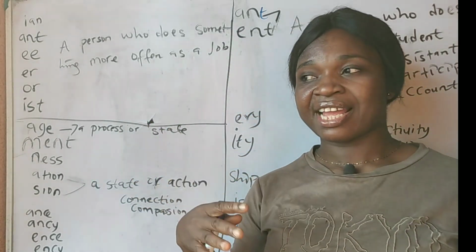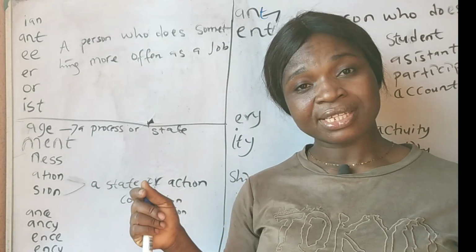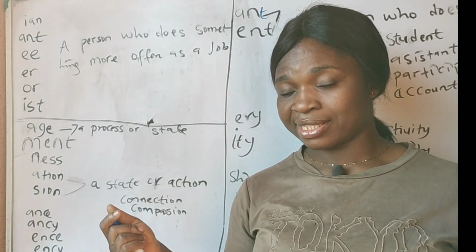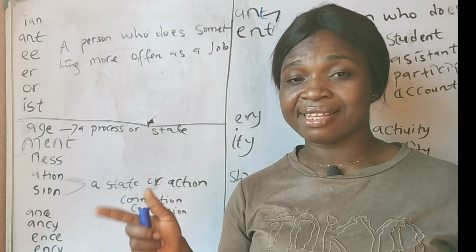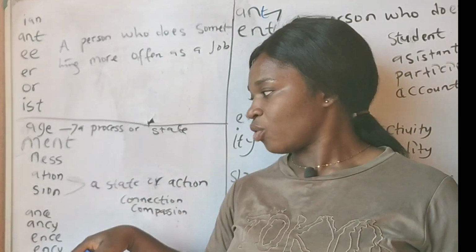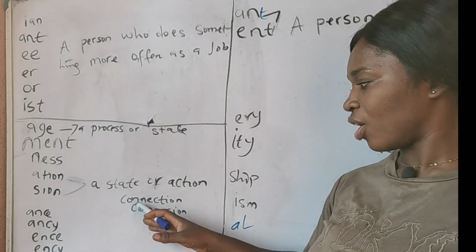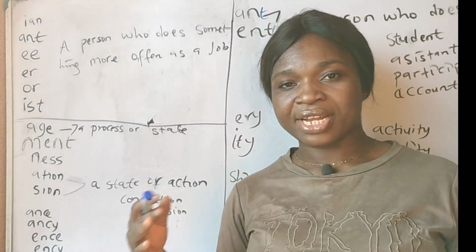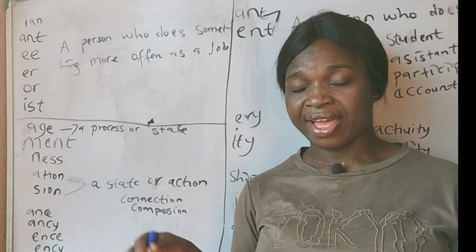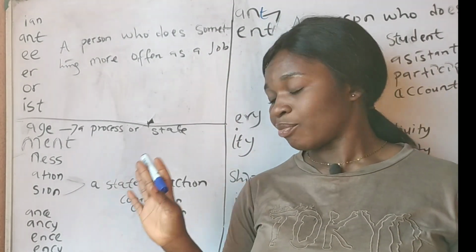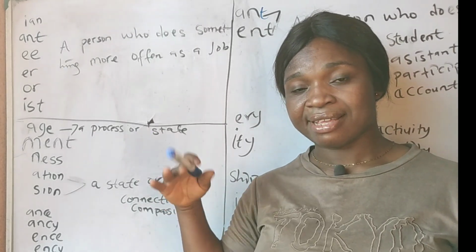You cannot say I am sadness at the moment. No, you can only say I am sad at the moment. Sadness is the noun. Okay, moving on, we have action. We still have sion. We have connection. When we talk about connection and connect, connect is the functioning part, the verb, whereas adding the ion, we have connection, and that is a noun.